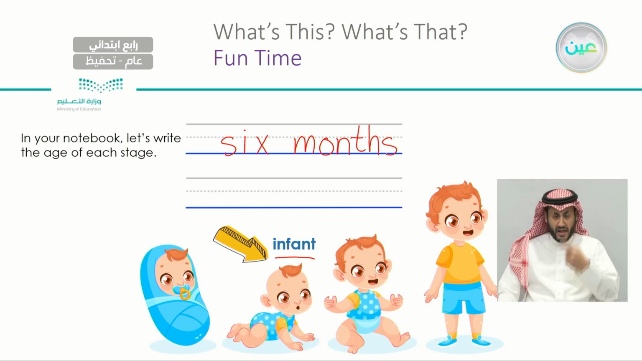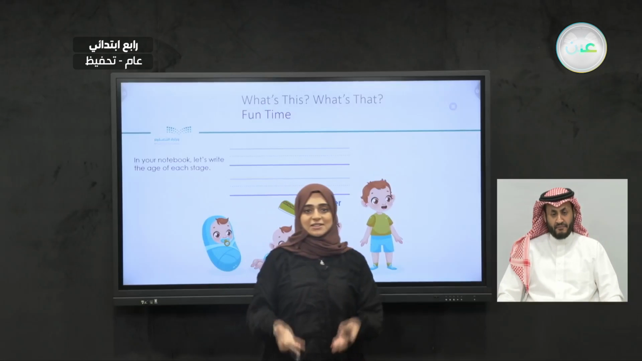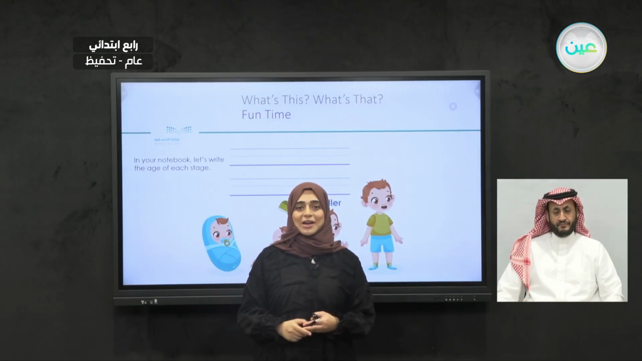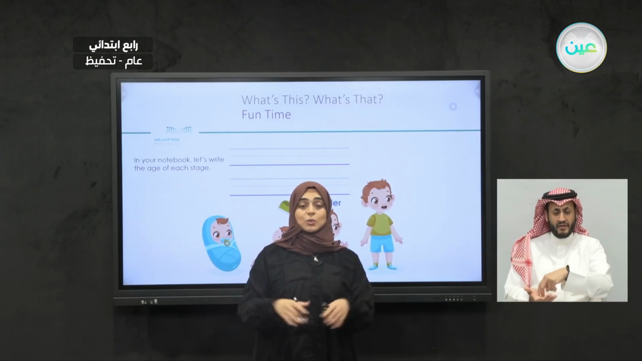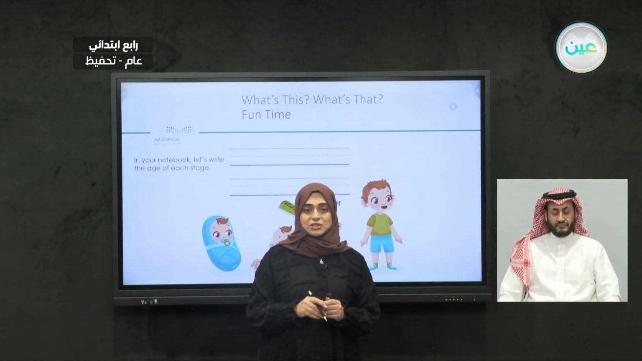M-O-N-T-H-S. 6 months. Now as the baby gets older, he starts to stand up. He wants to grab things, throw them on the ground. Maybe he's learning to walk. So this stage is called toddler stage.